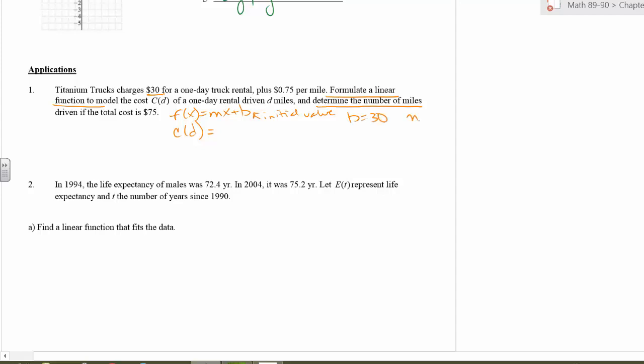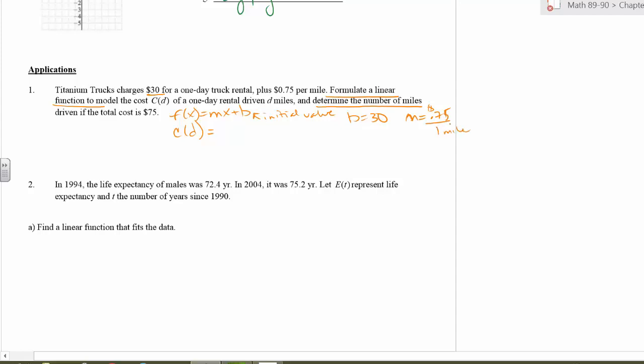Now what is m equal to? Well, m is your slope. It's your per mile charge. How are you changing as you drive? Because that's what your total is calculated by, the number of miles you drive. So for us, we're paying 75 cents per mile. So my slope would be 0.75 dollars, or in this case, $0.75 or 75 cents per 1 mile.